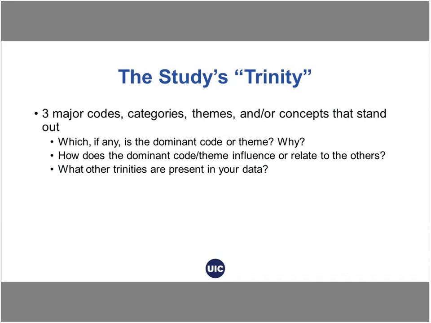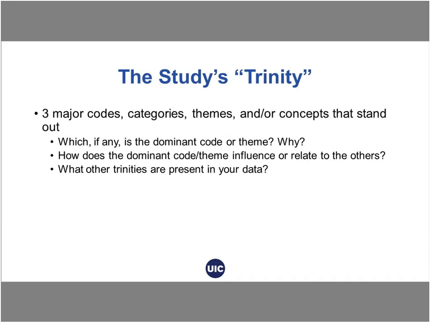What are the three things that are jumping out at you? If there are three things, which of the three is the most important, and how do the other two relate to that? And how does that most important thing, or that most important code, influence the others? And are there other trinities in your data?